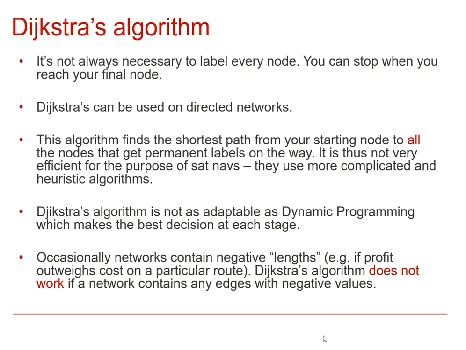And just a few more things to say about Dijkstra's algorithm. We mentioned that it may be the case that we sort of, in a sense, finish early, so we might not end up labeling every node. As soon as we've got to the one that is our final node, as soon as that's permanent, then we can stop. Occasionally, you'll see Dijkstra's applied to directed networks. That's fine as long as you respect the direction of the arcs. It works on directed networks as well.